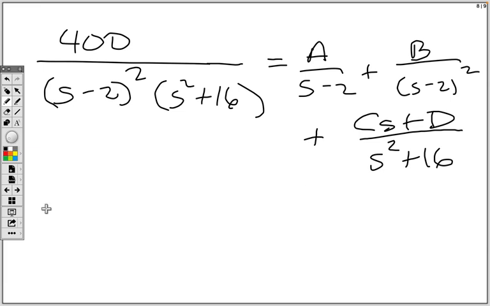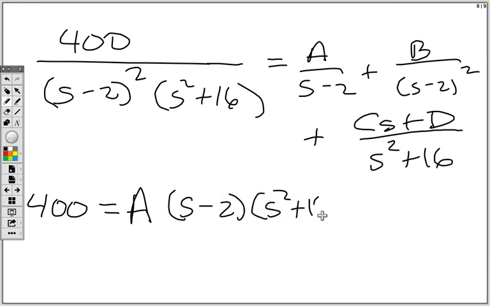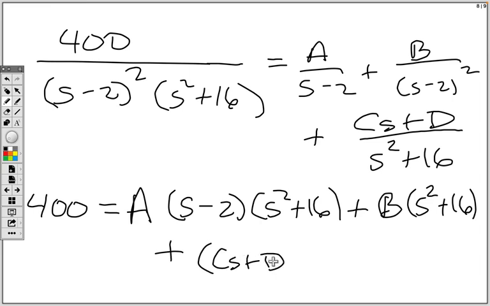And now we can go ahead and clear denominators to get our equation that we can start working with. So if I clear denominators, I multiply the first term by s minus 2 quantity squared, s squared plus 16. One of those s minus 2 quantities will survive, and then the s squared plus 16 will. On the B term, the s minus 2 quantity squared is completely gone. And then on the Cs plus D, the s squared plus 16 will cancel out, and we get the s minus 2 squared.